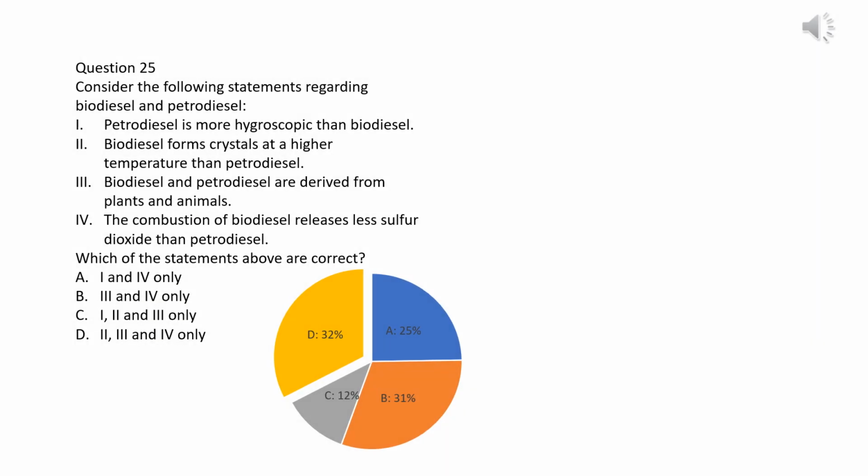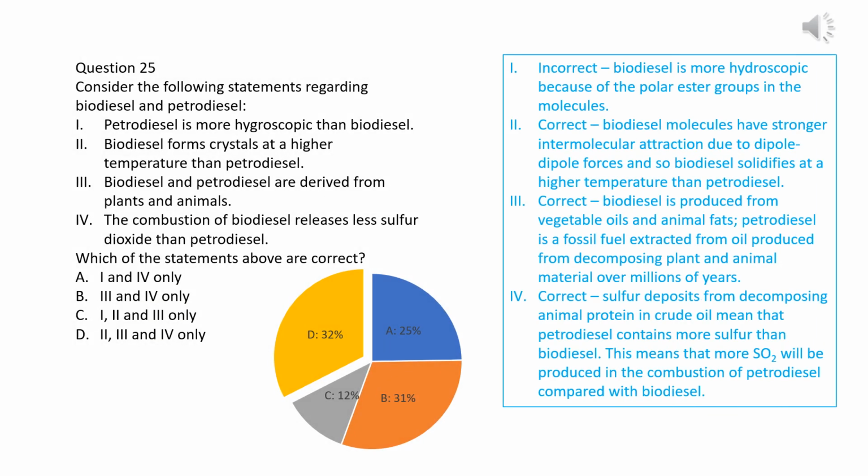Identify the difference between biodiesel and petrodiesel. Biodiesel is more hygroscopic because of the polar ester groups in the molecules, so I is incorrect. Biodiesel molecules have stronger intermolecular attraction due to dipole-dipole forces, so biodiesel solidifies at a higher temperature, so the second is correct. Biodiesel is produced from vegetable oils and animal fats.